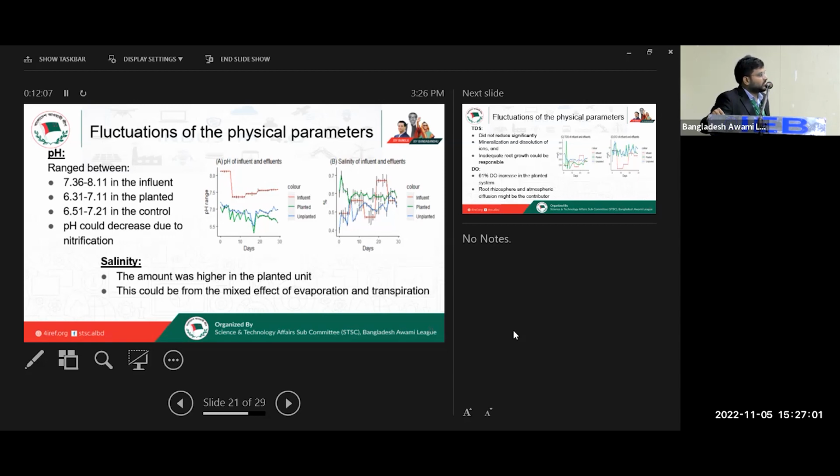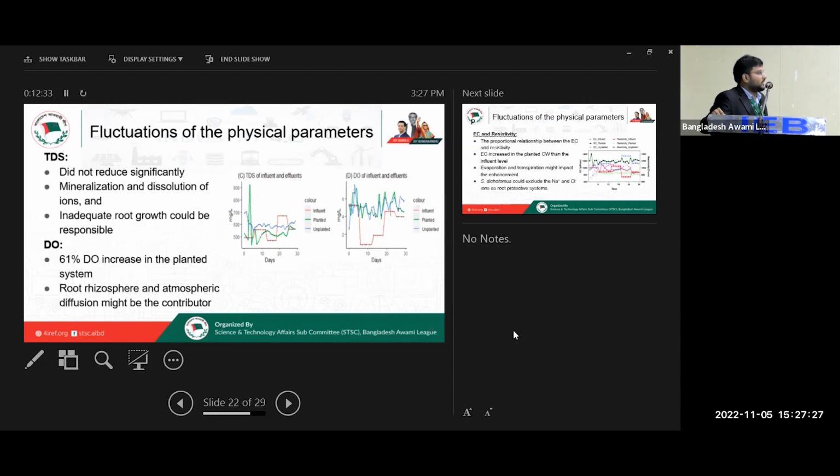And in the salinity, we found that the range was slightly higher in the planted column. We hypothesized that could happen from the mixed effect of evaporation and transpiration processes that occurred in the planted reactor. And the TDS did not reduce significantly in both columns, and most probably mineralization and dissolution of ions and inadequate root growth could be responsible for that. In case of dissolved oxygen, there was a 61% increase in the planted system, and the root rhizosphere and atmospheric diffusion might be great contributors for enhancing the dissolved oxygen rate.